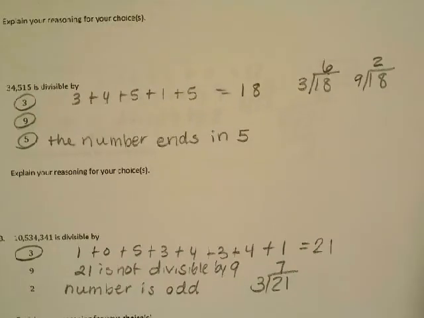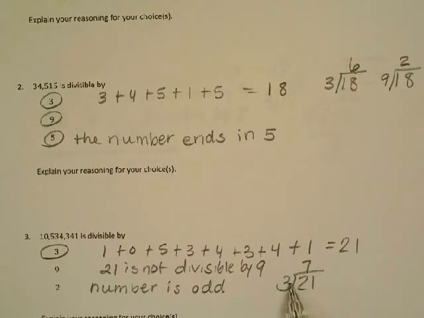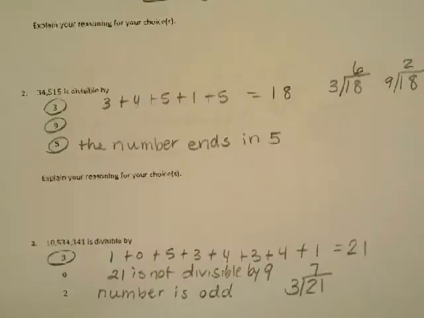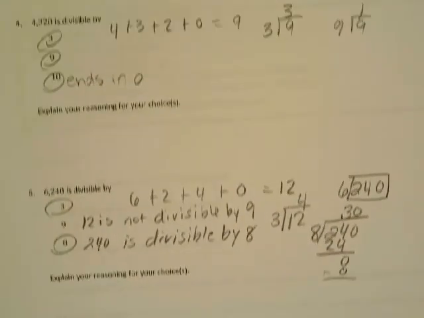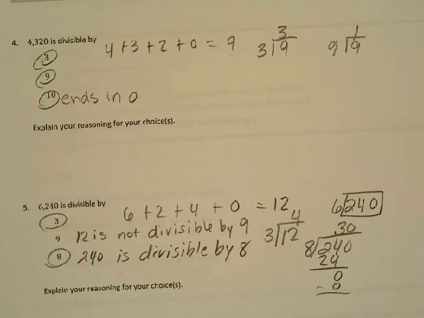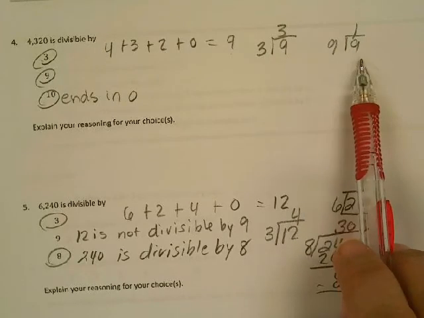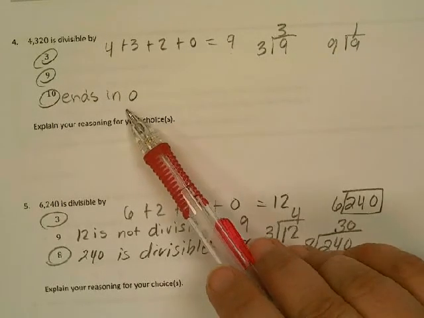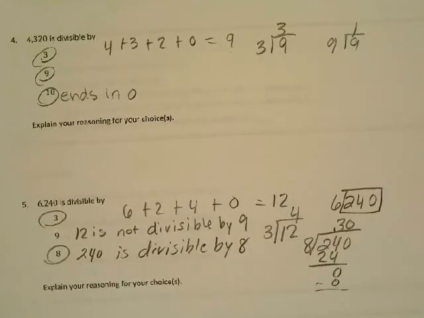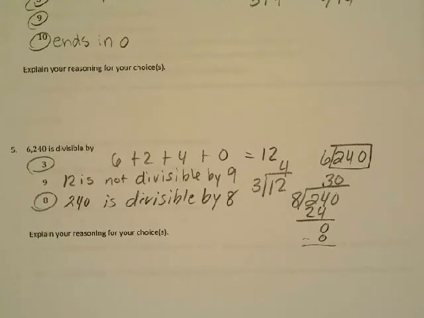For number 3, when you add the sum of those numbers, you get 21. So again, 21 is divisible by 3. 21 is not divisible by 9, and then this number is odd, so it's also not divisible by 2. Go on to your next page, you should have said that 3, 9, and 10 are all able to be divided into 4,320, because when you add those digits together, you get 9, and 3 goes into 9 3 times, and then 9 goes into 9 1 time, and then the number ends in 0, so I also know it's divisible by 10.